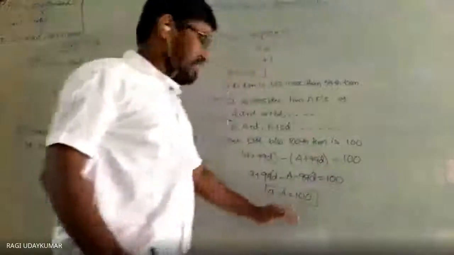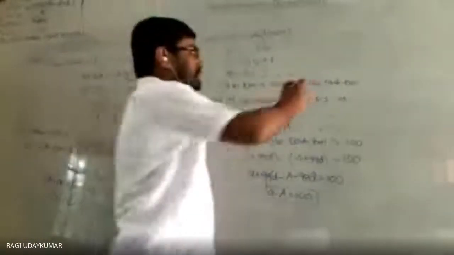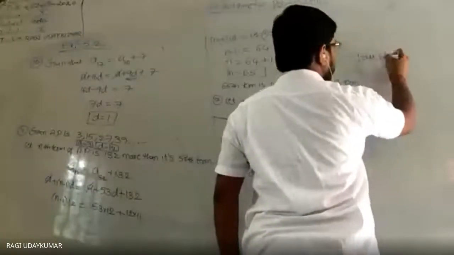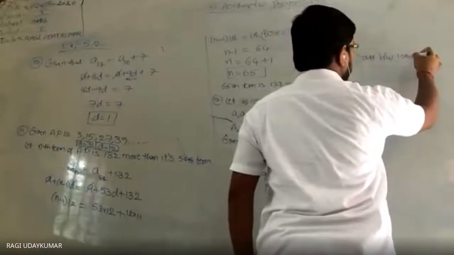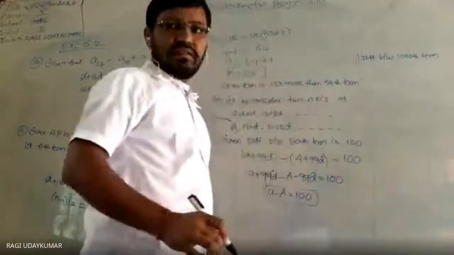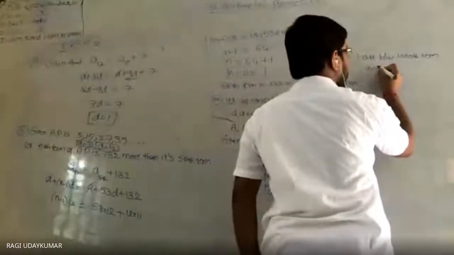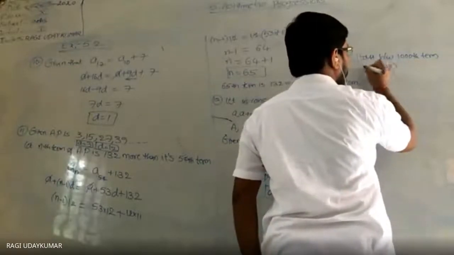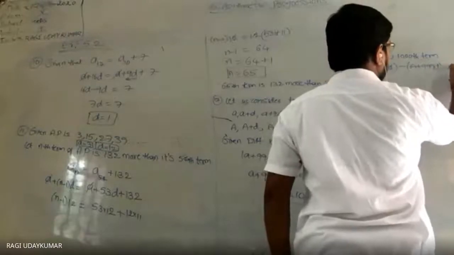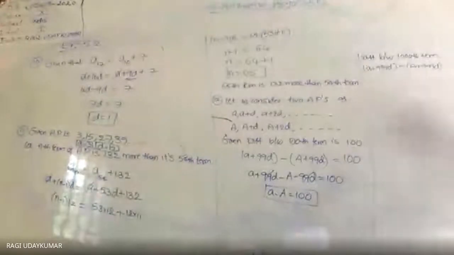So now here, A minus A. The question is, given the difference between the 1000th terms. The 1000th term is nothing but A plus 999D, minus capital A plus 999D. What will this be? You need to find out this difference.